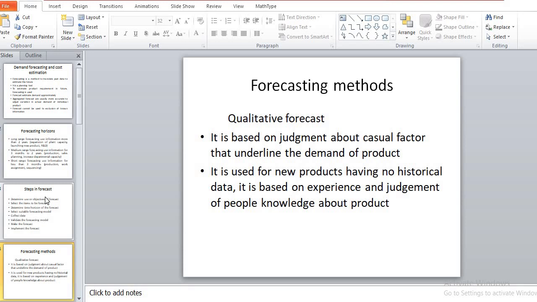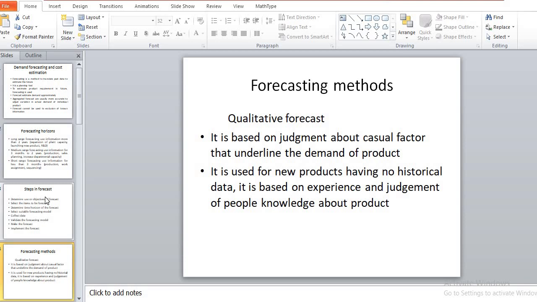Suppose for a new product, previous data is not available as it is a new product. But data for products similar to this new product will be available in the market, and that will be used. So for a new product having no historical data, this technique we can use. The data of similar products can be used.